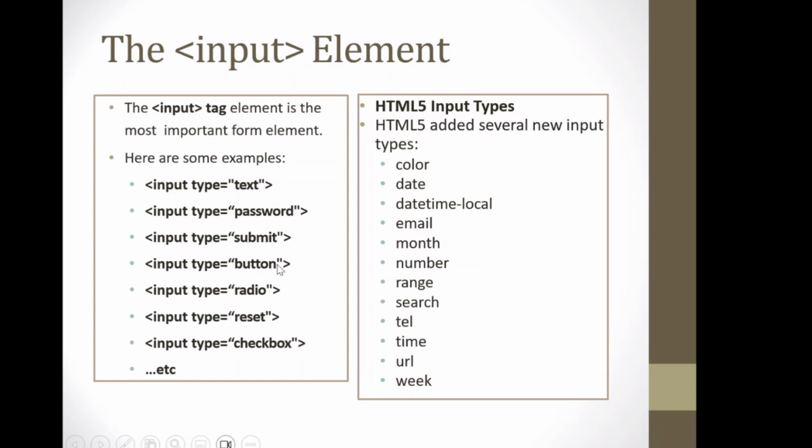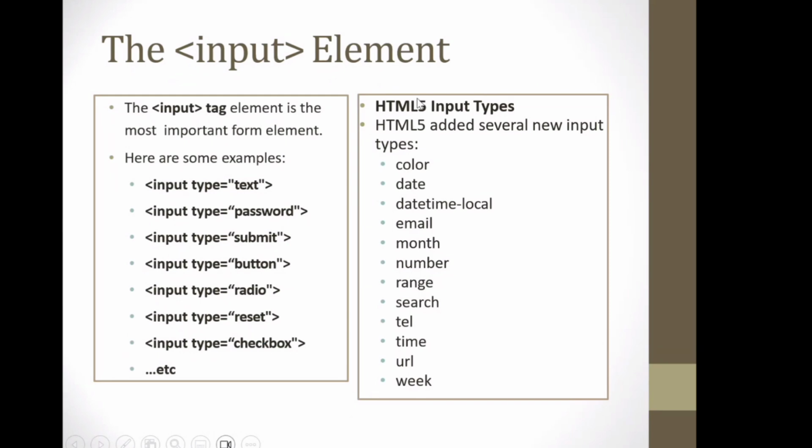Type is equal to button means general button will be created. Type is equal to radio means radio buttons will be created. Type is equal to reset means reset button will be created. Type is equal to checkbox means checkboxes will be created, right? So it will create one checkbox. If you want two checkboxes, two times we have to repeat. Three times checkboxes we want, three times we have to repeat, right? So all these are older versions. These are given by the HTML4. Before HTML5, whatever the versions that we had, in that these input types are provided.